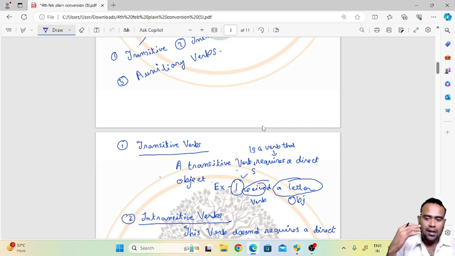So I is the subject and the verb is received, and we can see directly here that received is requiring the letter. Received is directly linked with the letter. So a transitive verb needs an object to complete itself. Okay, let's go on to the next one.